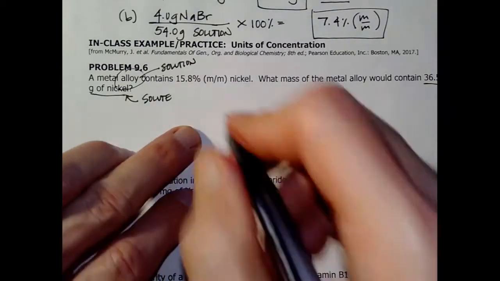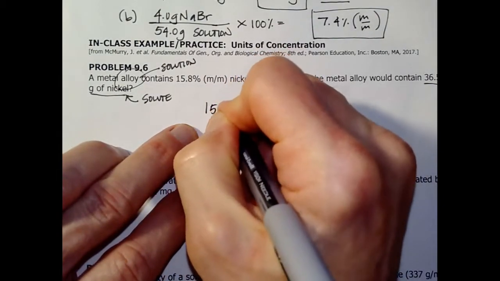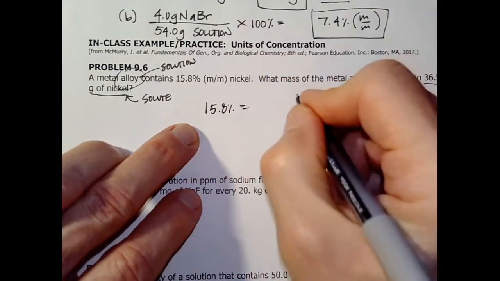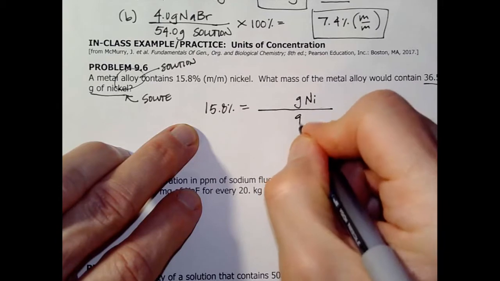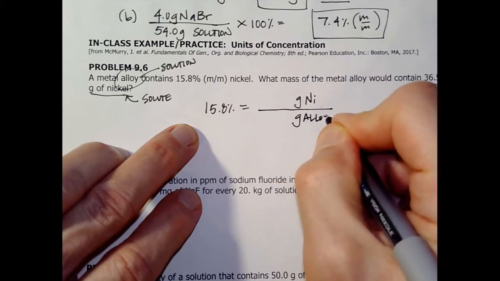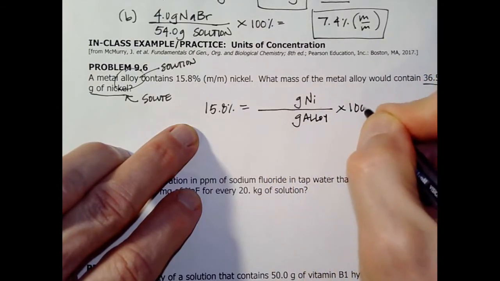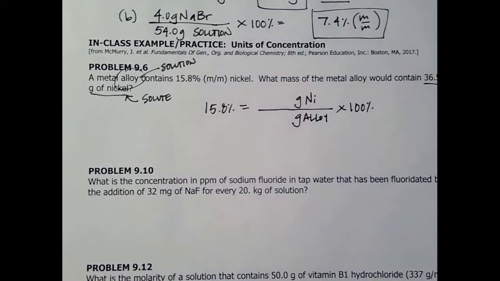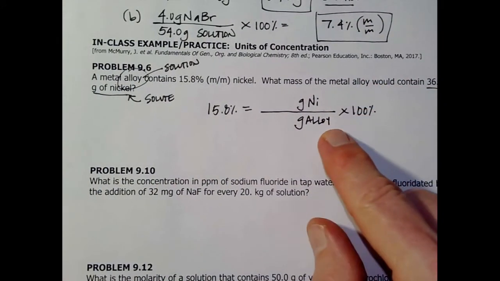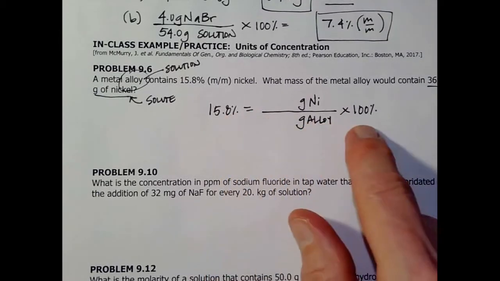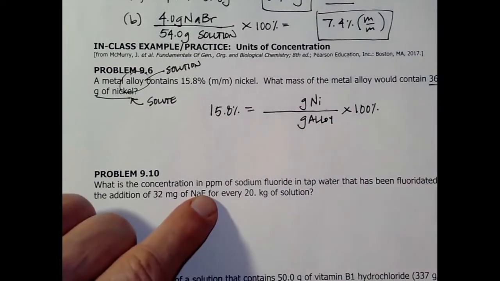Well, I'm going to do this. 15.8% equals grams of nickel over grams of alloy, times 100%. Solute over solution. There's the percent. That's the conversion. I've got a couple numbers here.